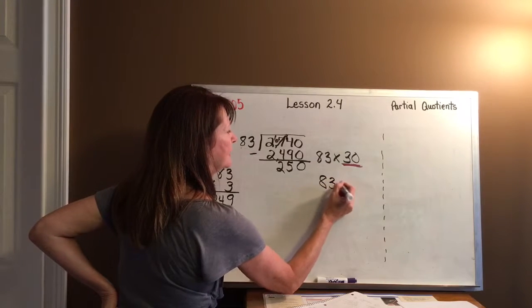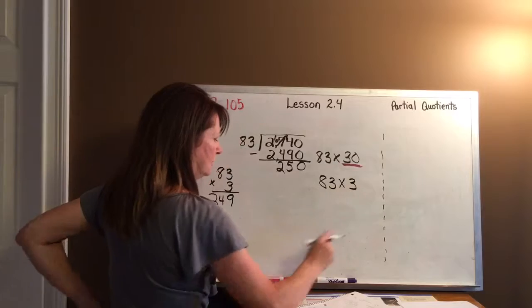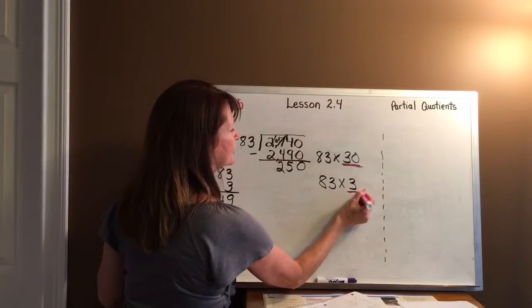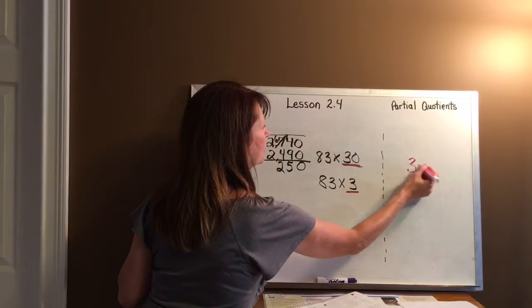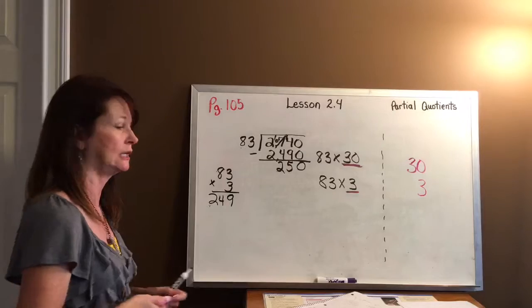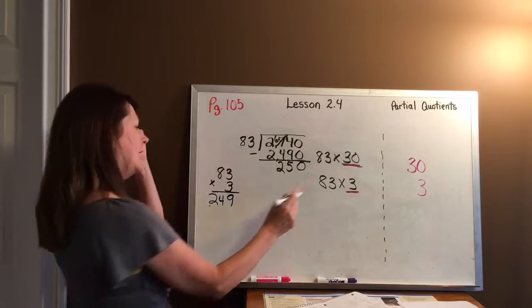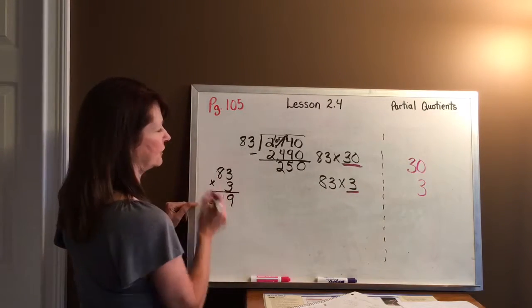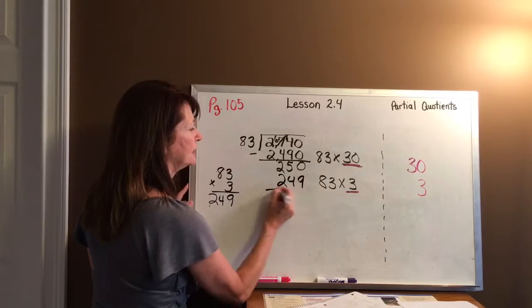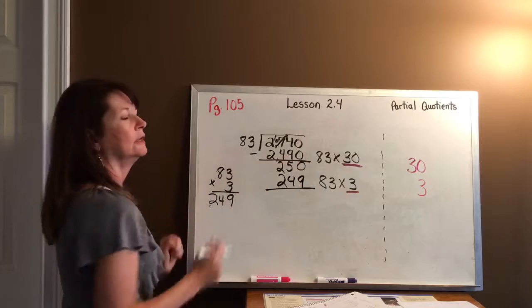83 times 3. Again, let's go ahead and highlight this. I think this is going to work out for us, guys. So I'm going to go ahead and put my 30 over here. I'm going to put my 3 over here. This is looking good. All right. So 83 times 3, I've already done the work. I'm going to use it again. Thank you very much for not erasing it or scratching it out.